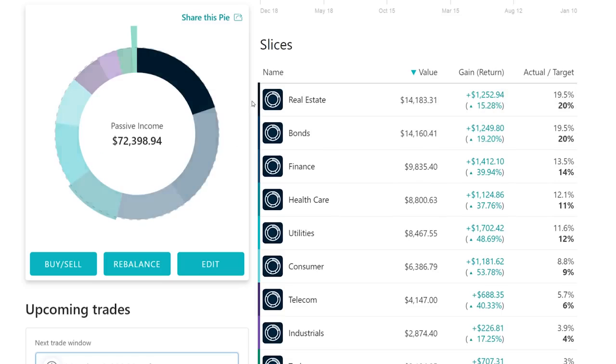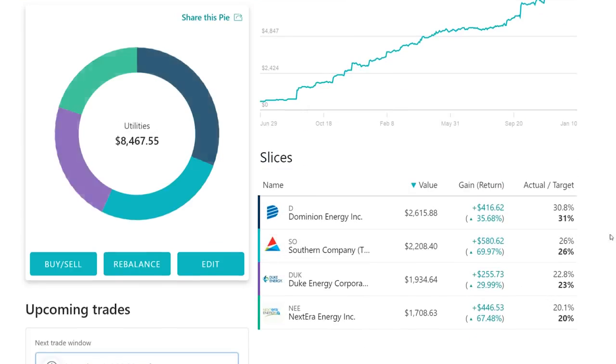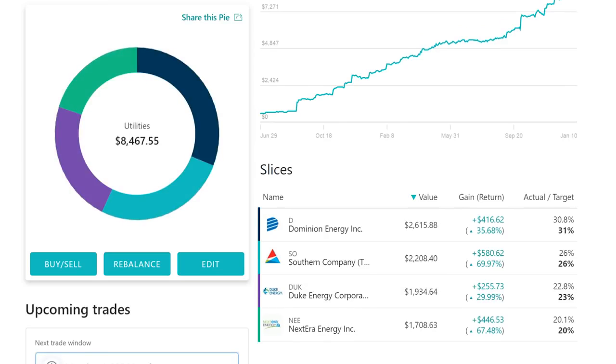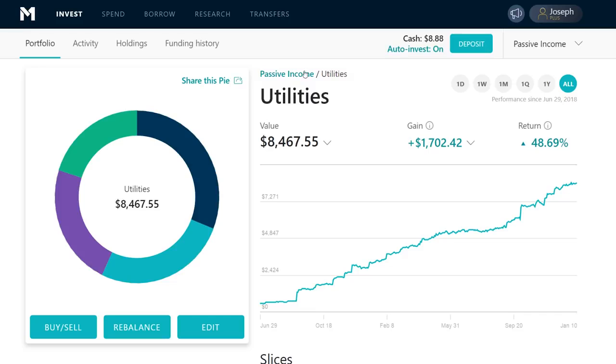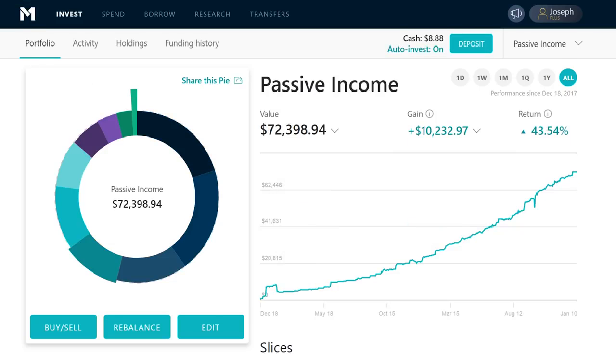Now, I use a specific way of investing where I broke out all the different sectors into different pies, and then I picked out my favorite companies that are dividend growth companies in each one of these sectors. So I can go into utilities here, and I selected 4 of what I think are the best utility companies. And then I allocated a certain percentage to them. And then every time that these utility companies pay me dividends, that gets added to my cash balance and reinvested back into my overall portfolio.